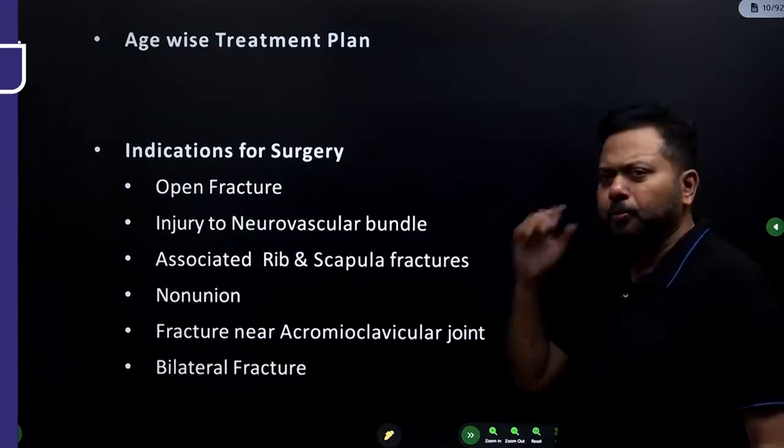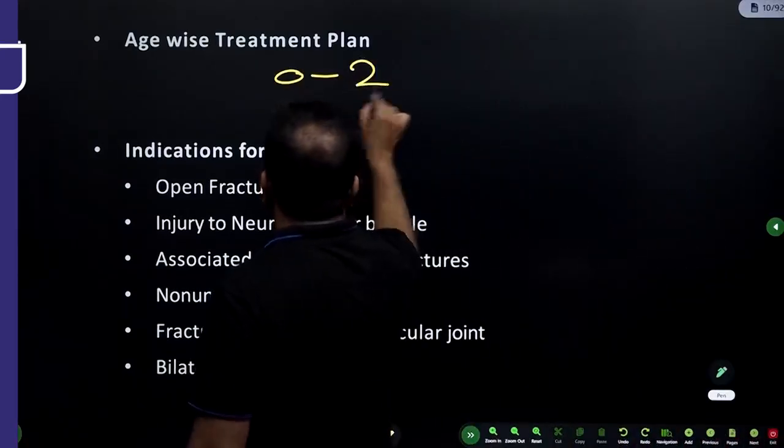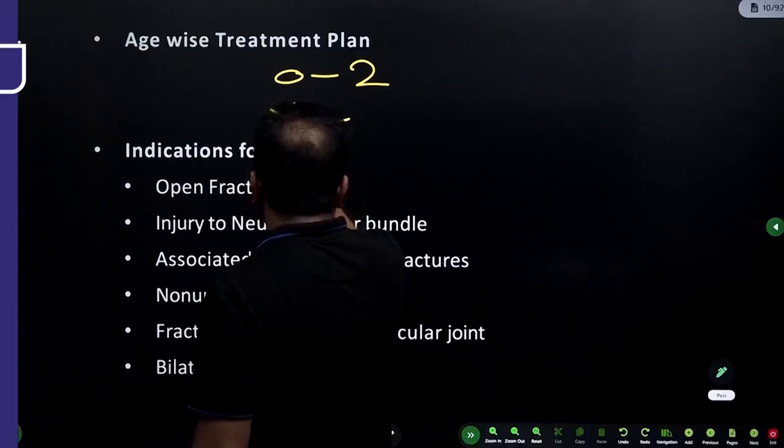Now, age-wise treatment plan is very simple. 0 to 2 years, over 2 years. Okay, more than 2 years. Right?